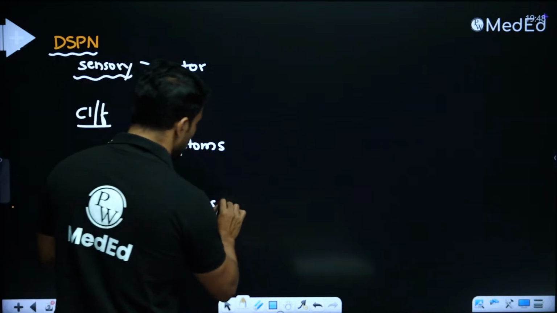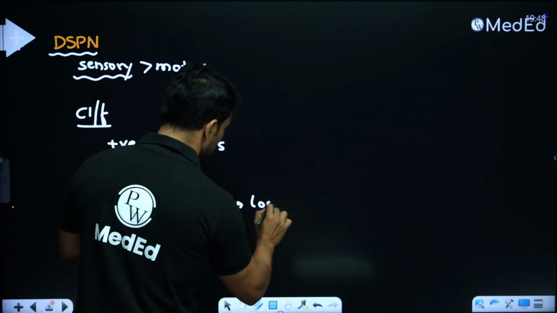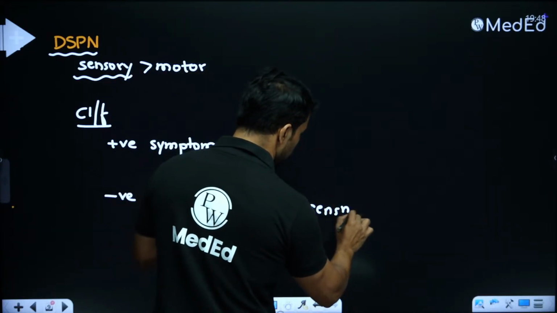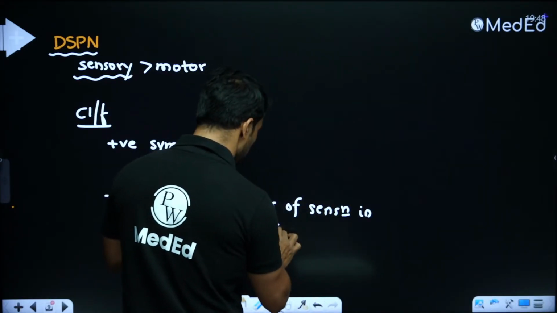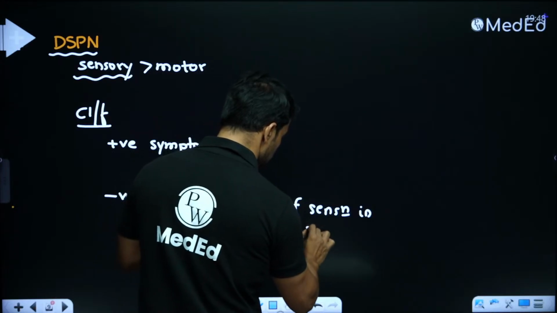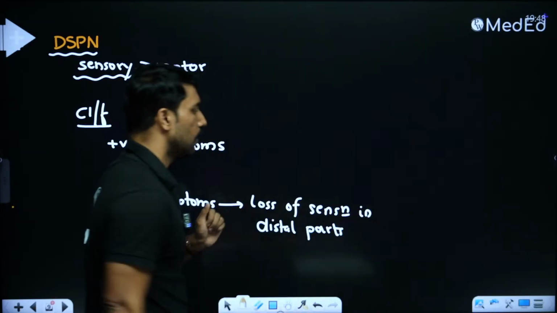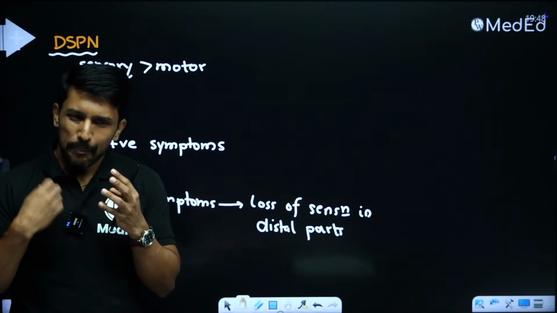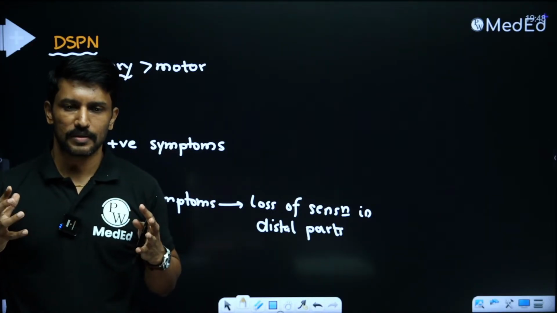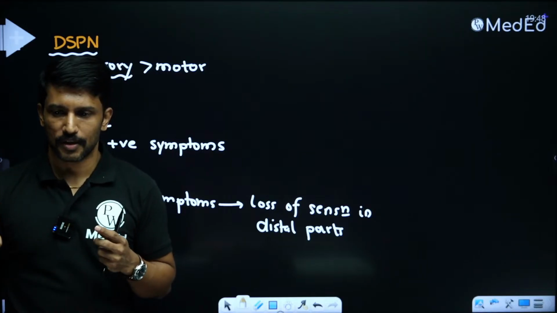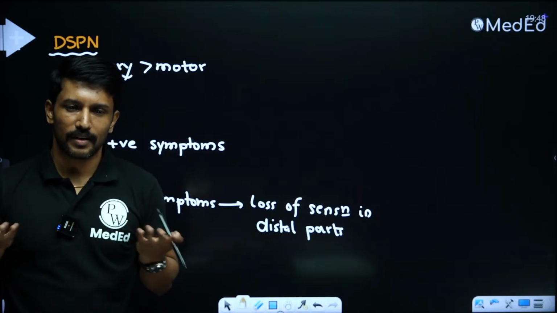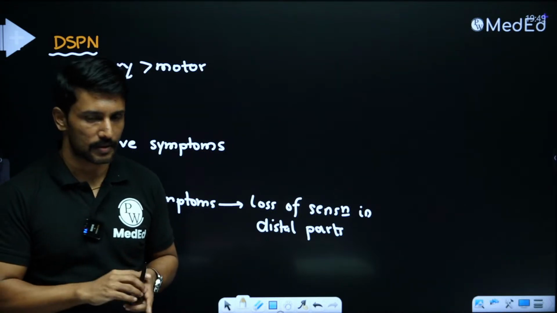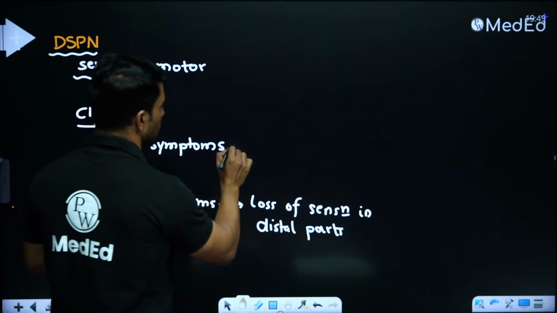So negative symptoms are mainly loss of sensation. Once the sensory neurons die, I lose the sensations in the distal parts of the body. But these neurons which are dying haphazardly start discharging neurotransmitters, and that haphazard discharge starts giving signals to the brain that something is going on with that area, and the patient starts experiencing some abnormal symptoms. Those abnormal symptoms we call positive symptoms.